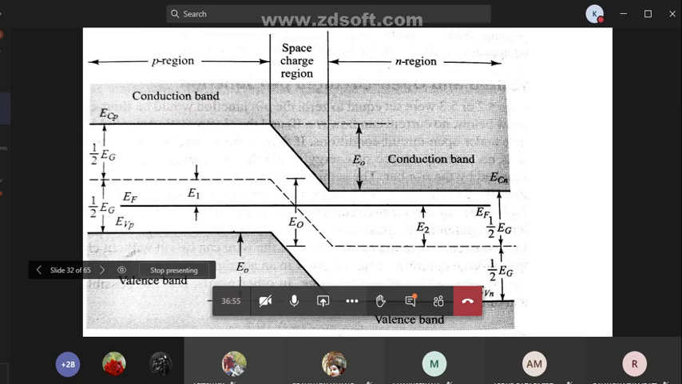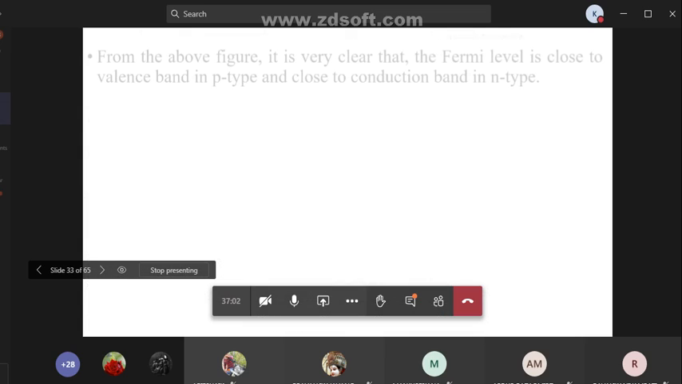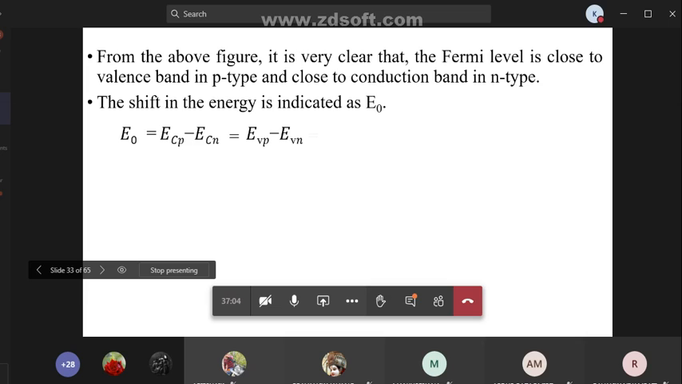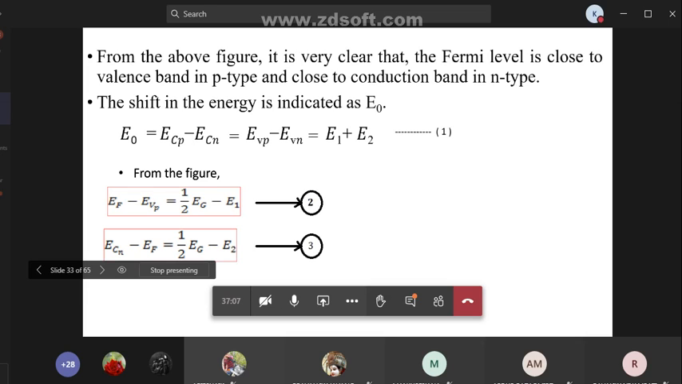From the law of mass action, we know that NP equals Ni square. So from the figure we can write EF minus EVP equals EG by 2 minus E1, and ECN minus EF equals EG by 2 minus E2. See these two equations from the figure.